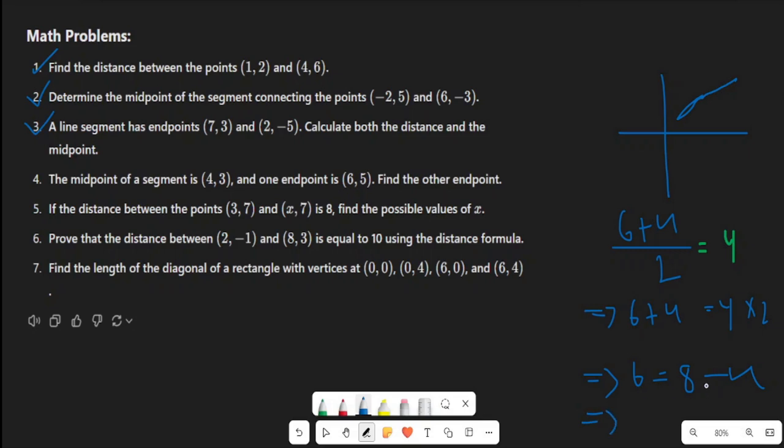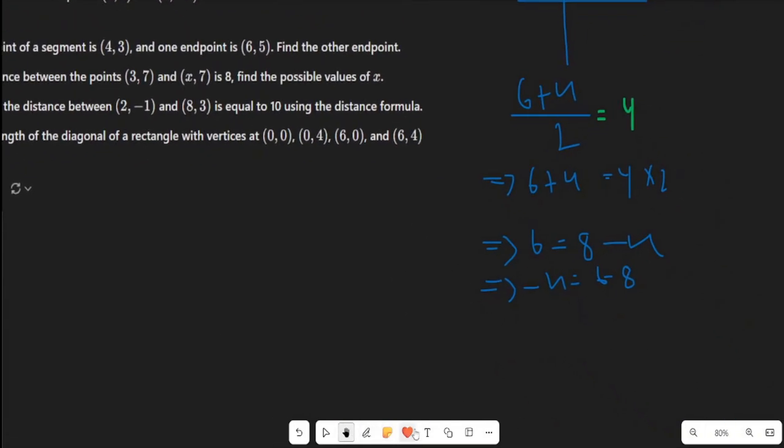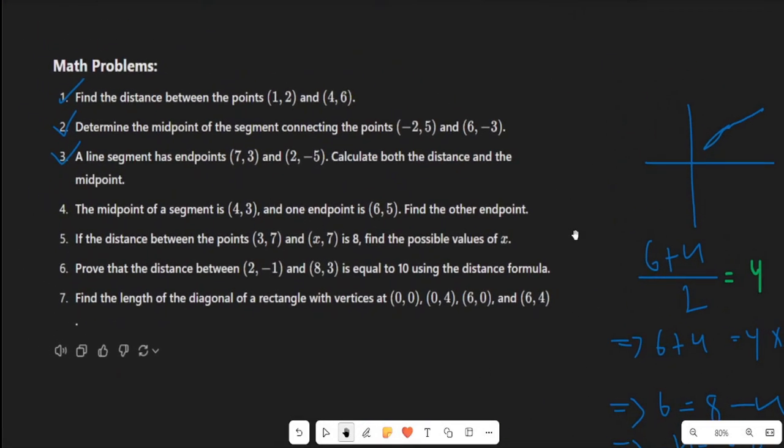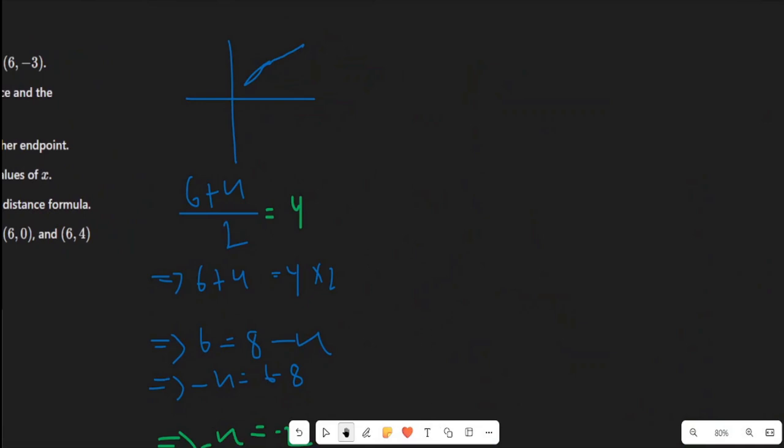Then what can we do? We can subtract. Minus x equals 6 minus 8, and so it would be minus x equals minus 2, and if we multiply both sides by minus 1 we get x equals 2. So we have got the answer for x. Here x is 2, and then we will find the ordinate.